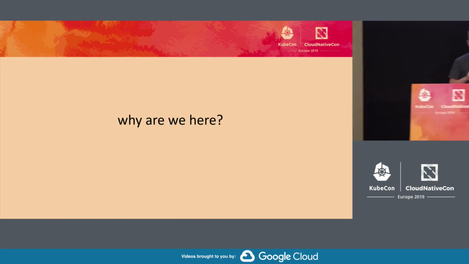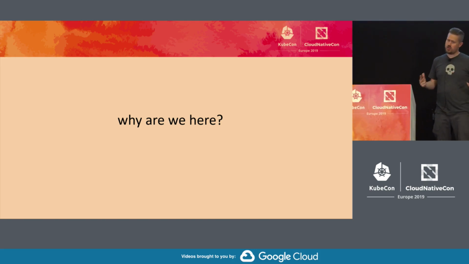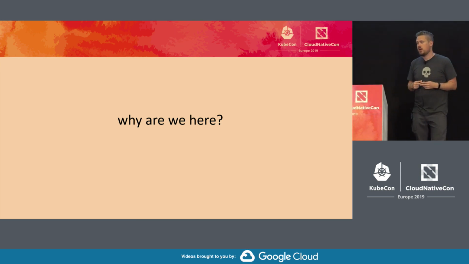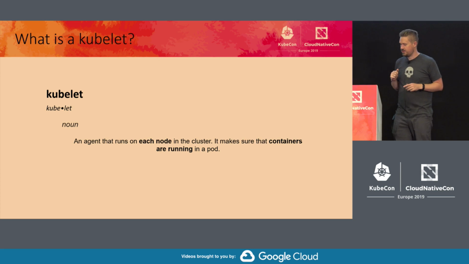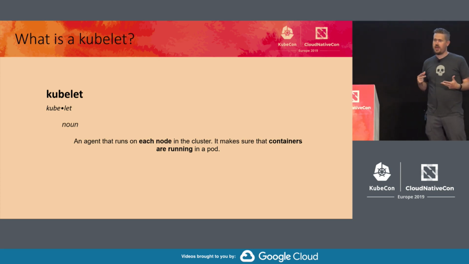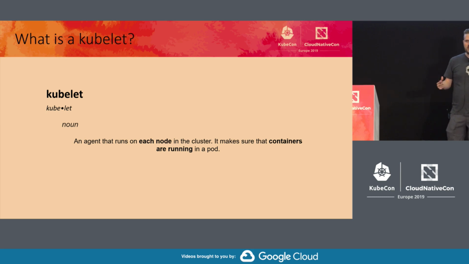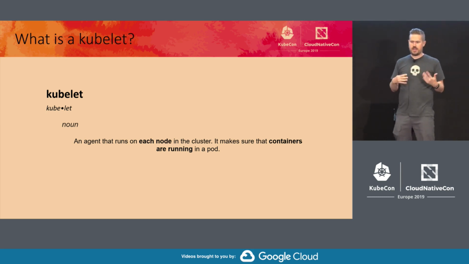So why are we here today? We're going to talk about what Virtual Kubelet is and how you could use it, how you could build a provider. But before we do that, let's define what a kubelet is. So a kubelet is an agent that runs on every node in your cluster, and it's responsible for watching the Kubernetes API and figuring out what pods need to run and making sure that that state happens.